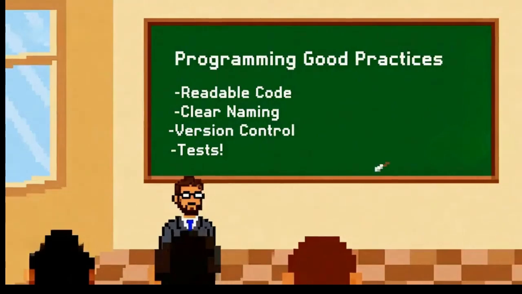Functions should do one thing. This is the single responsibility principle, which is one of the SOLID principles of object-oriented design. SOLID is an acronym standing for single responsibility, open-closed, Liskov substitution, interface segregation, and dependency inversion. These were popularized by Robert Martin, who's often called Uncle Bob in the programming community. He's written extensively about clean code and software craftsmanship.